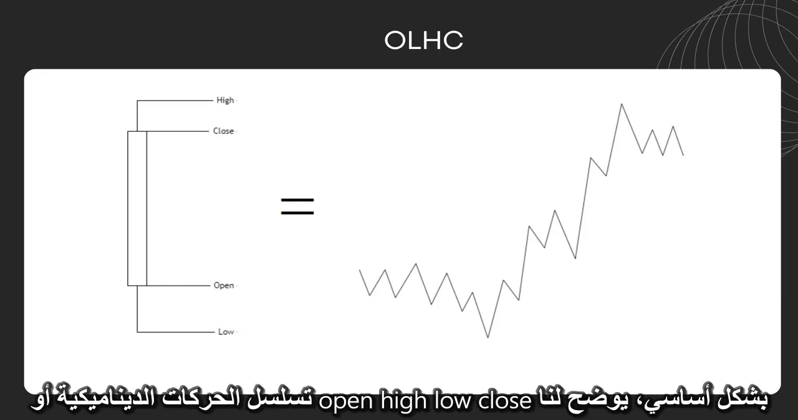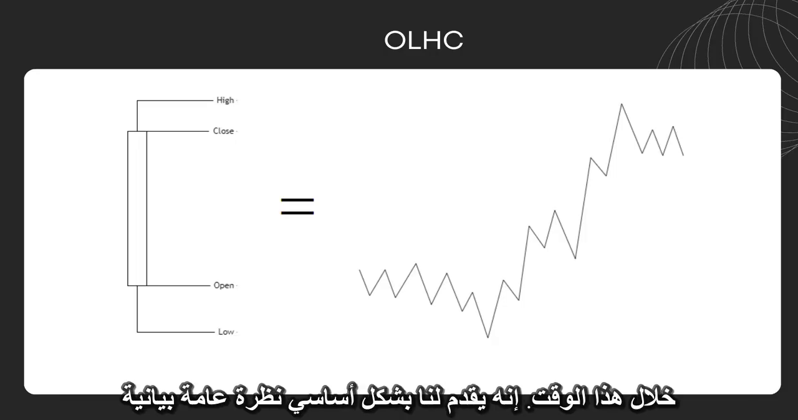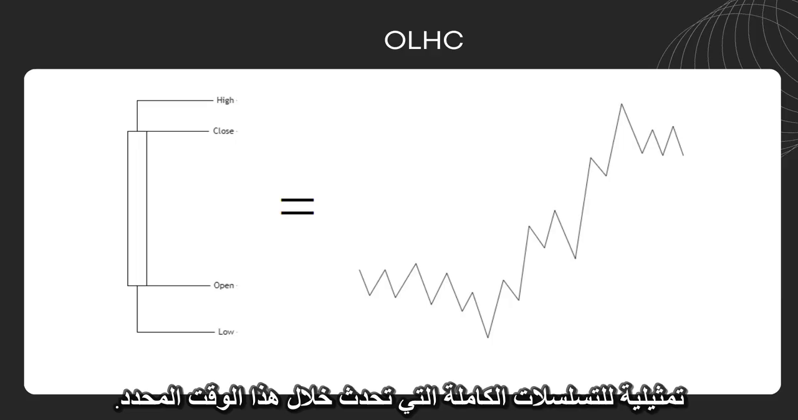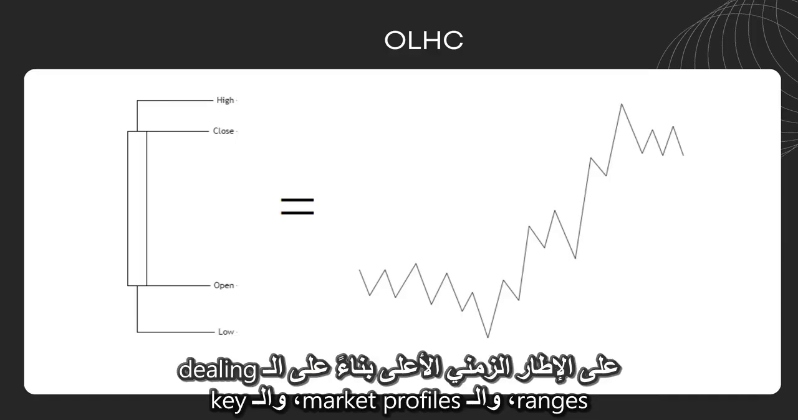So basically, open high low close shows us the sequence of the dynamic moves or phases which occur during these 4 hours, right? And it tells us what actually happens during this time. It basically gives us a graphical overview of the whole sequence that occurs during this particular time, right? And obviously, that's going to be dependent on what the higher time frame framework is saying, based on daily ranges, market profiles, and key levels.